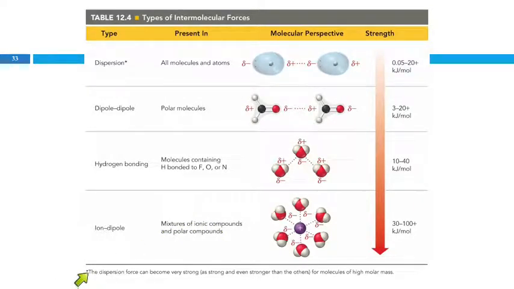And we do have an asterisk here. This is a general trend in strength, but the dispersion force can be very strong for molecules of high molar mass. So this is just generalizations. But based on identifying what type of forces compounds have, we should be able to predict which one has a higher melting point, lower boiling point, etc. We should also be able to predict which things might mix together.